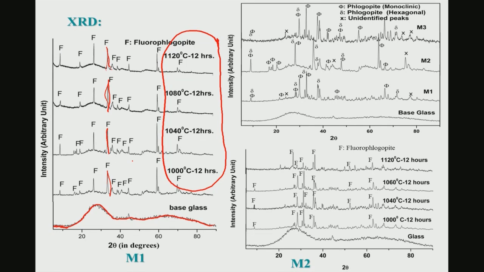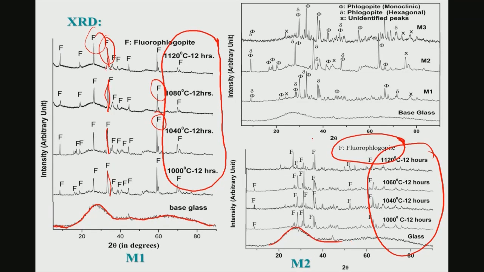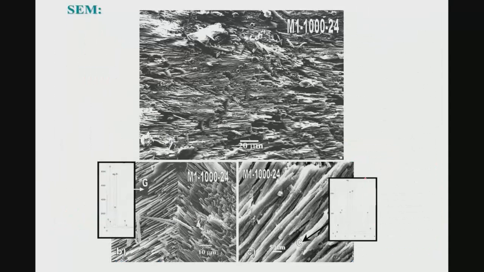And with higher and higher temperature holding, at 1040, 1080 and 1120, the peak intensity increases to a great extent, and the sharpness of the peak also increases. That means they are becoming more and more crystallized. So, this is the case for the M1 glass composition. In the case of the M2 glass composition, we have also seen a similar fluorophlogopite based pattern. So, it is a monophasic glass ceramic material. Initially the base glass is amorphous, and then all the characteristic fluorophlogopite peaks appear at higher sintering temperature.